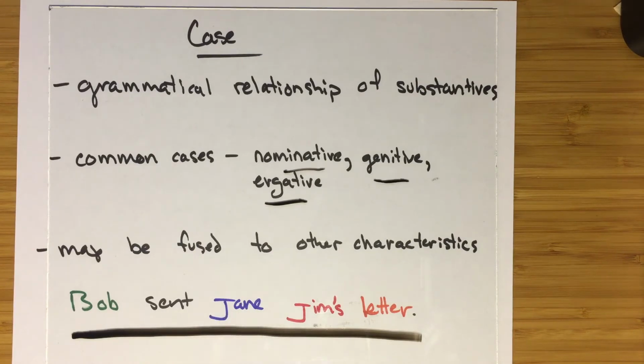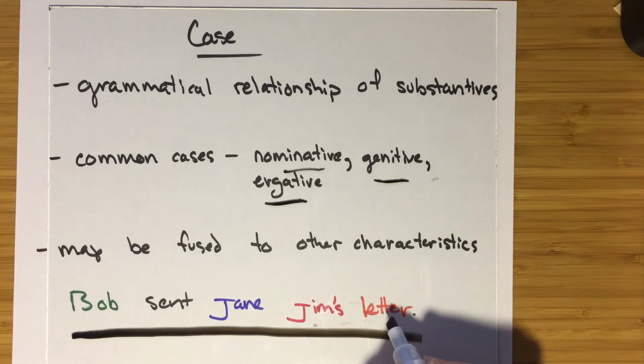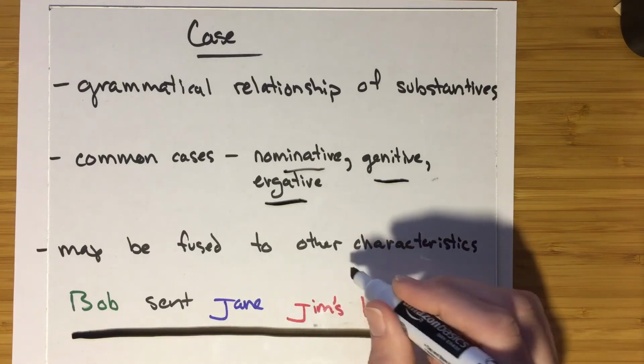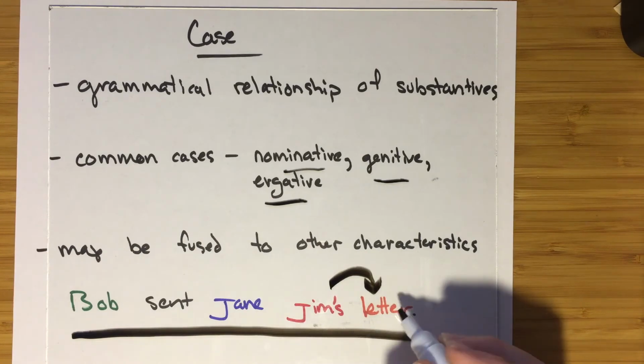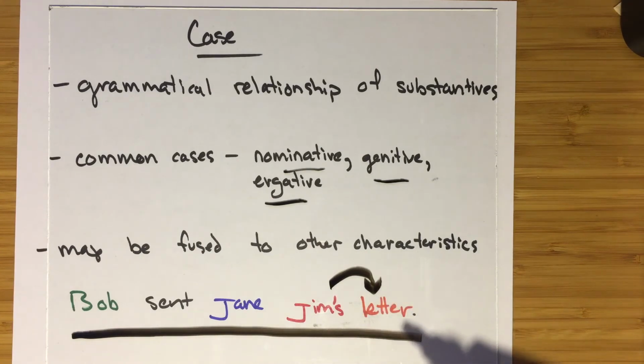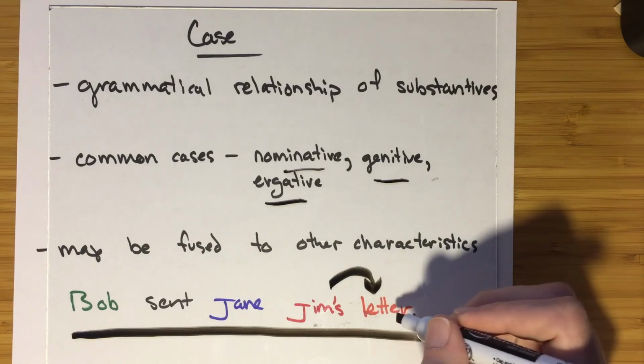Jane right here is the person we're sending it to, so this would be a dative case. Jim's is the possessor of the letter, so it's not the thing that's being sent, but it's the person who owns the thing. So this would be a genitive case. And letter is the thing that's being sent, so this would be the accusative case.